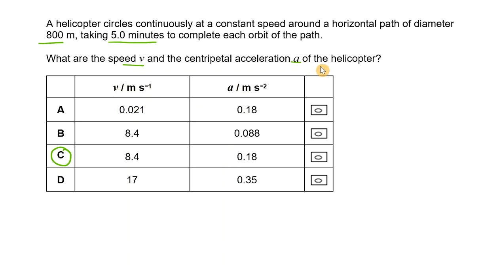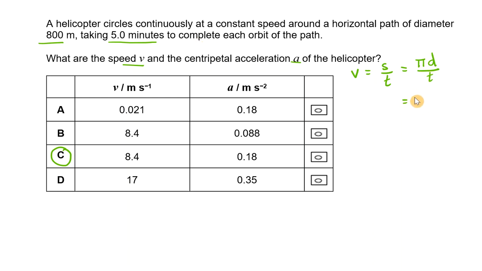So first of all, let's find out the speed. Well, the speed of anything is the distance it travels divided by the time. In this particular case it's travelling in a circle, and the circumference of a circle is pi d or 2 pi r, and the time it takes is going to be 5 minutes.